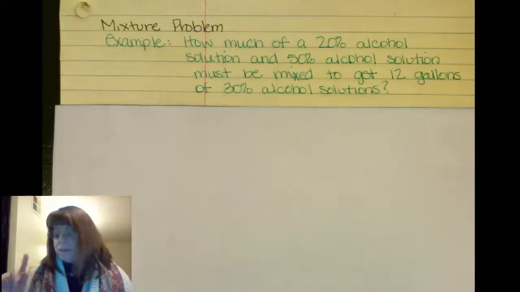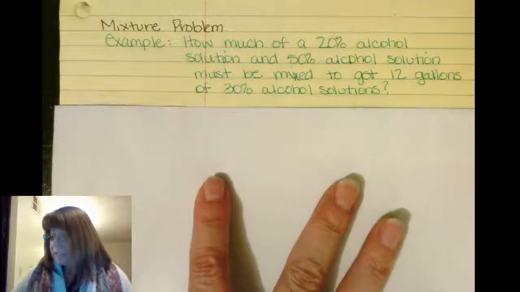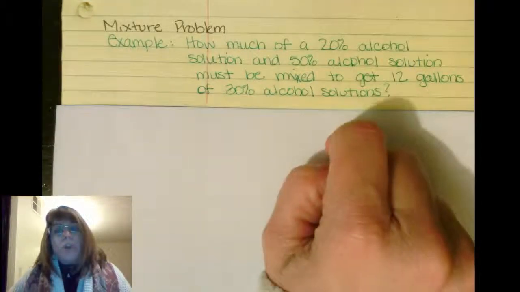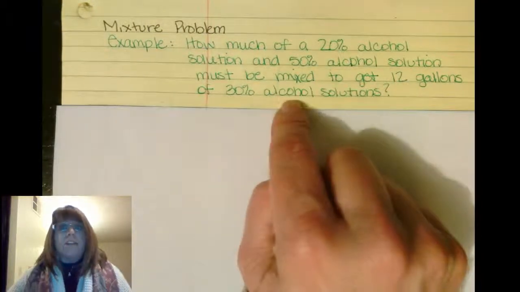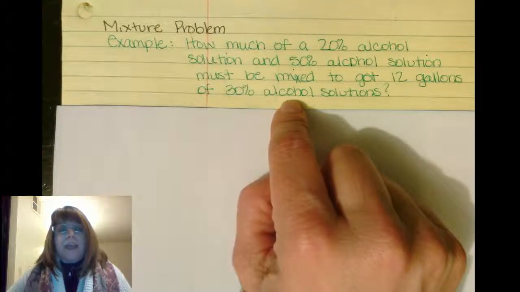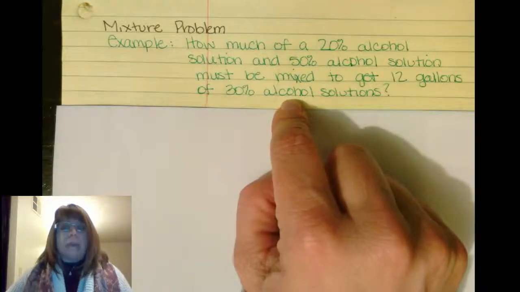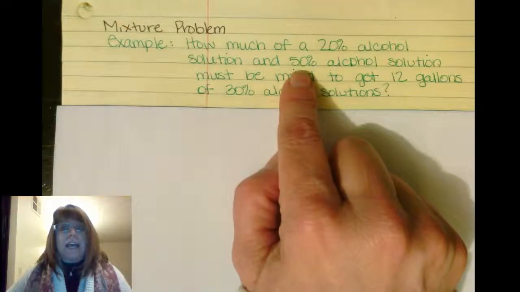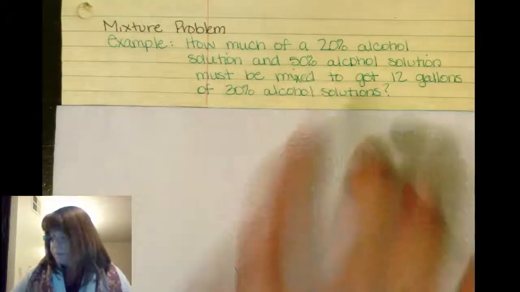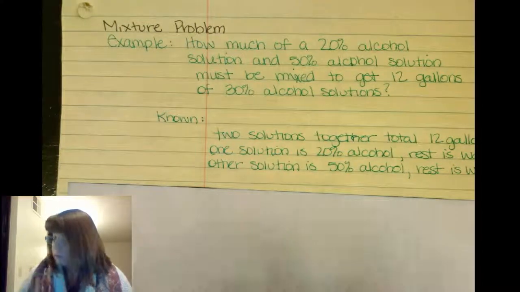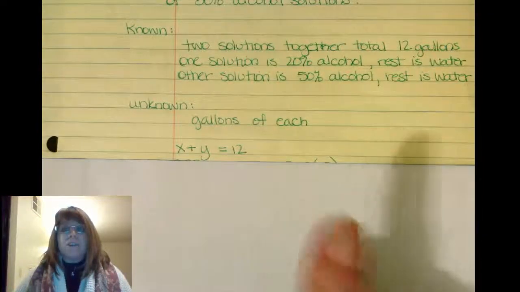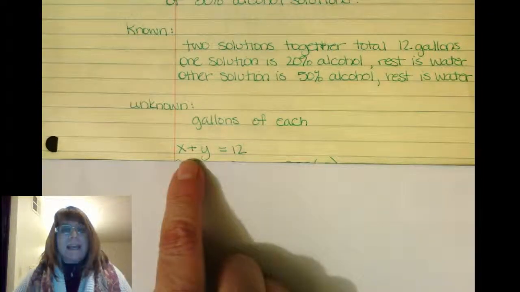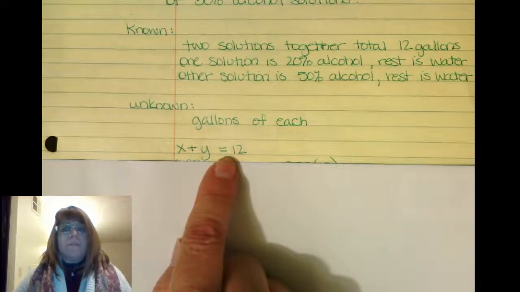Here's what I mean. Let's say I don't know how many gallons of the 20% solution I need, so I'm going to call that X. And I don't know how many gallons of the 50% solution I need, so I'm going to call that Y. I do know the two solutions together will total 12 gallons. Well, that's X plus Y will equal 12.